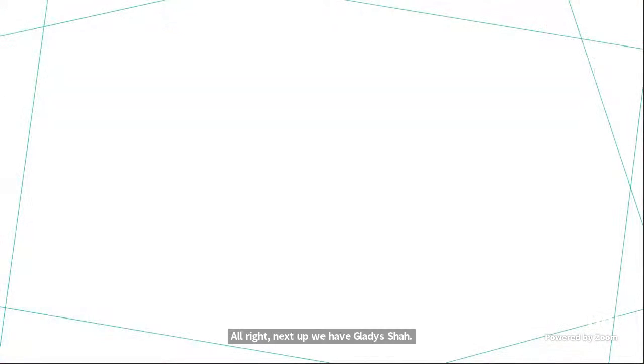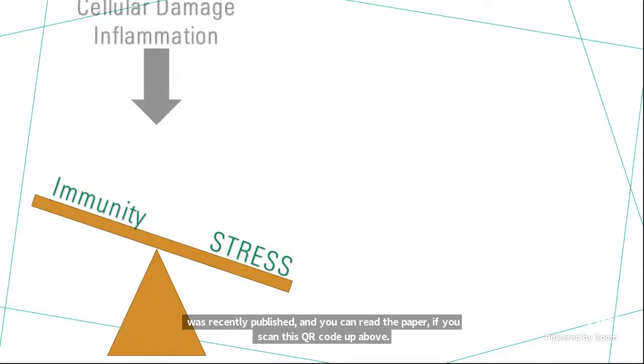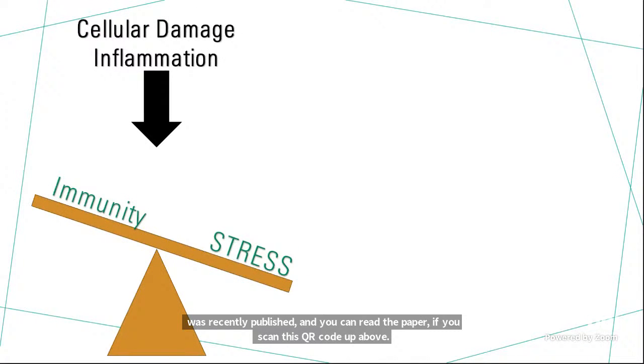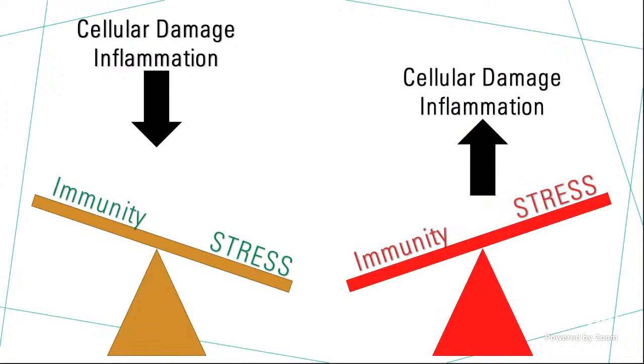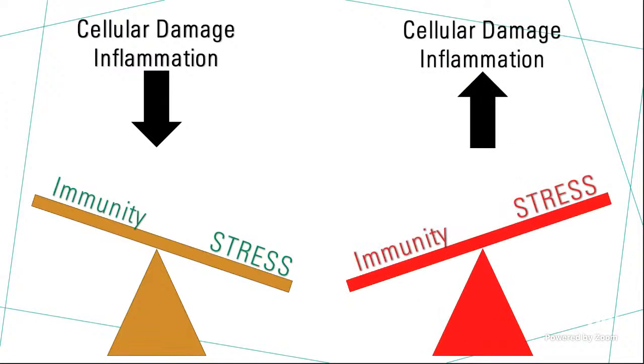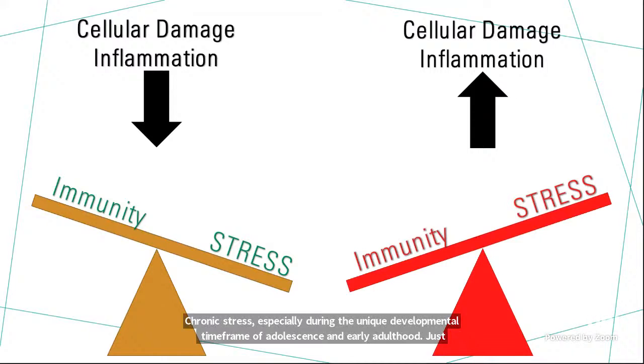Chronic stress, especially during the unique developmental timeframe of adolescence and early adulthood, dysregulates the hypothalamic-pituitary-adrenal axis, causing an increase in systemic inflammation, resulting in an increased risk of the development of neurodegenerative disorders. Moreover, traumatic stressors such as predation stress during this time frame may give rise to immune and neurological susceptibility that does not emerge until later in life.